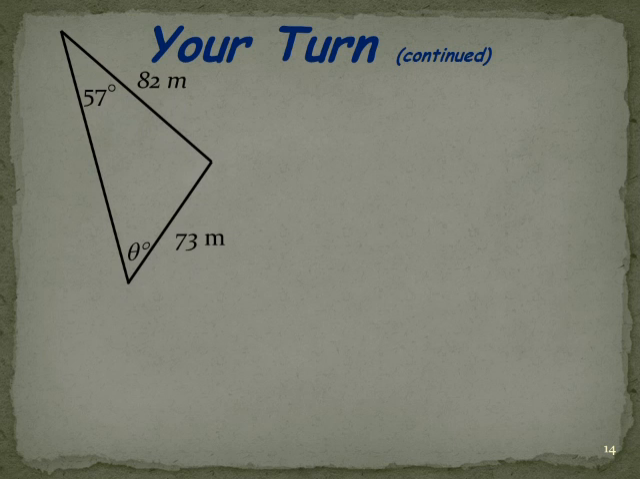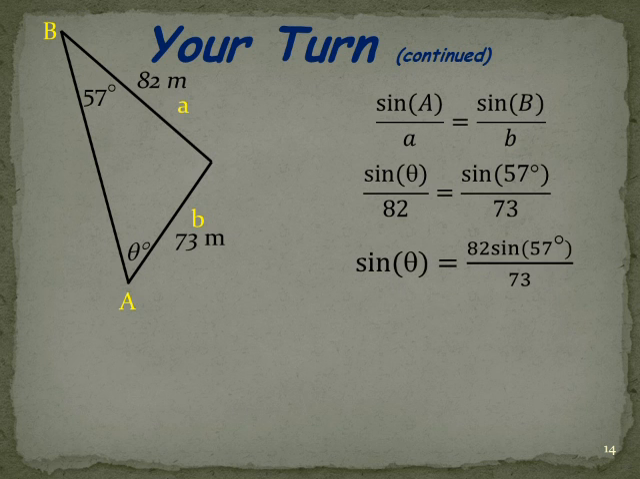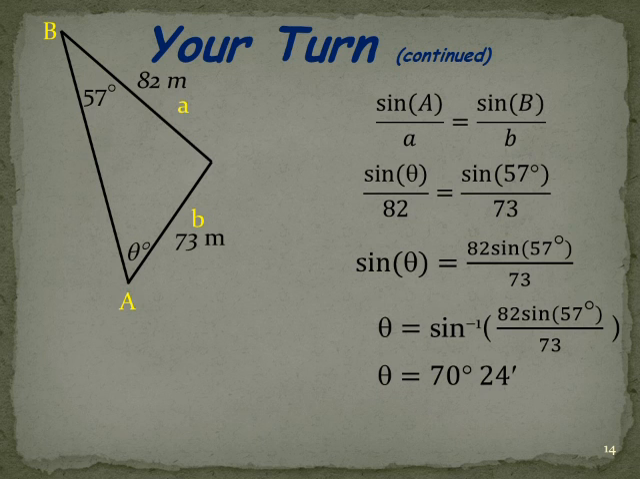Here's our diagram. Here's our sine rule. Step 1, label the diagram. Step 2, substitute. So sine theta divided by 82 is equal to sine 57 degrees divided by 73. Multiply both sides by 82. Sine theta is 82 sine 57 degrees divided by 73. Using the inverse function, theta is going to be sine to the minus 1 of 82 sine 57 degrees, all divided by 73. Let your fingers do the walking on your calculator. Theta is 70 degrees 24 minutes.